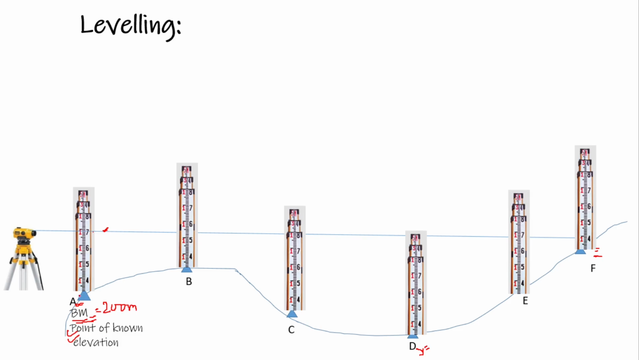The reading taken at a benchmark is known as the backsight reading. Among all the readings, the last reading that we take is known as the foresight reading, and all other readings are intermediate sight readings. These are the fundamental basic terminologies of surveying.